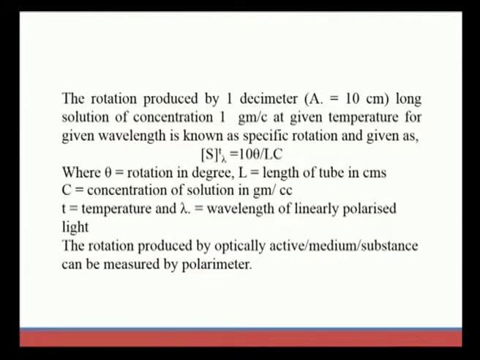So, the rotation produced by 1 decimeter is considered for the specific rotation. We are going to see how specific rotation is defined exactly in technical terms. The rotation produced by a 10 centimeter long solution of concentration 1 gram per cubic centimeter at a given temperature for a given wavelength is known as specific rotation. This is given by S lambda is equal to 10 into theta divided by LC.